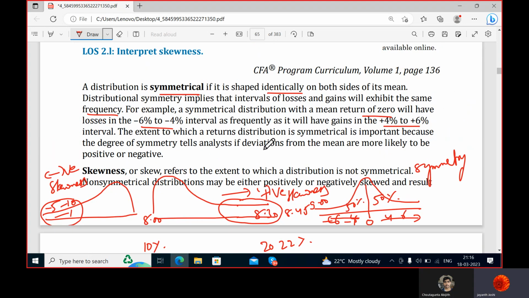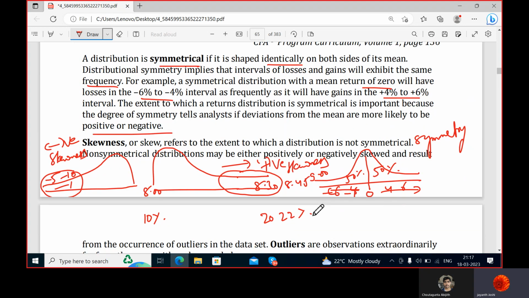This is symmetry. Now, the extent to which a returns distribution is symmetrical is important because the degree of symmetry tells analysts if the deviations from the mean are more likely to be positive or negative. So that is what you can really understand, in which side you are. You are not inclined towards just one side, unlike in skewness where you are just on one side. But here, if you are on this side, it makes the analyst understand that you're on the positive side. If you're on this side, it makes the analyst understand that you're on the negative side, correct?